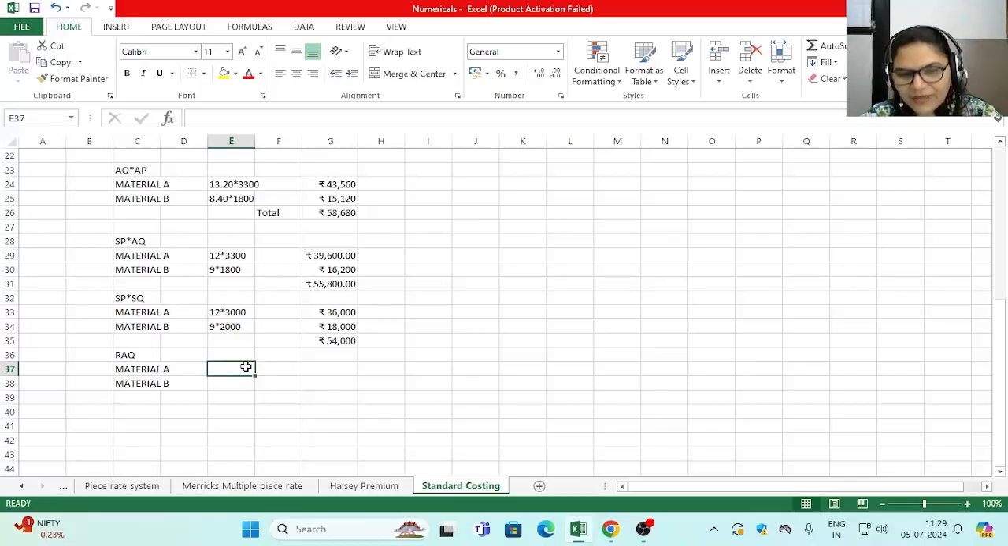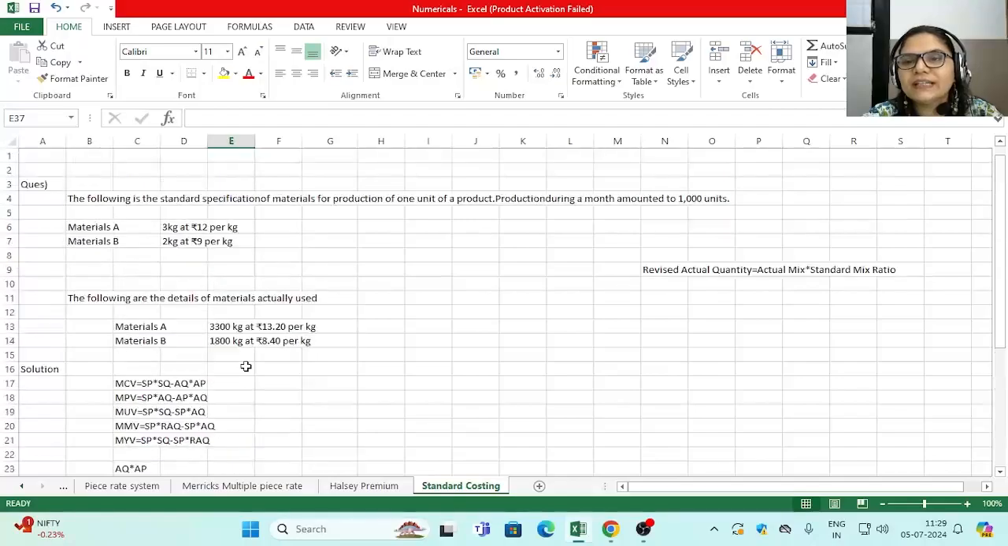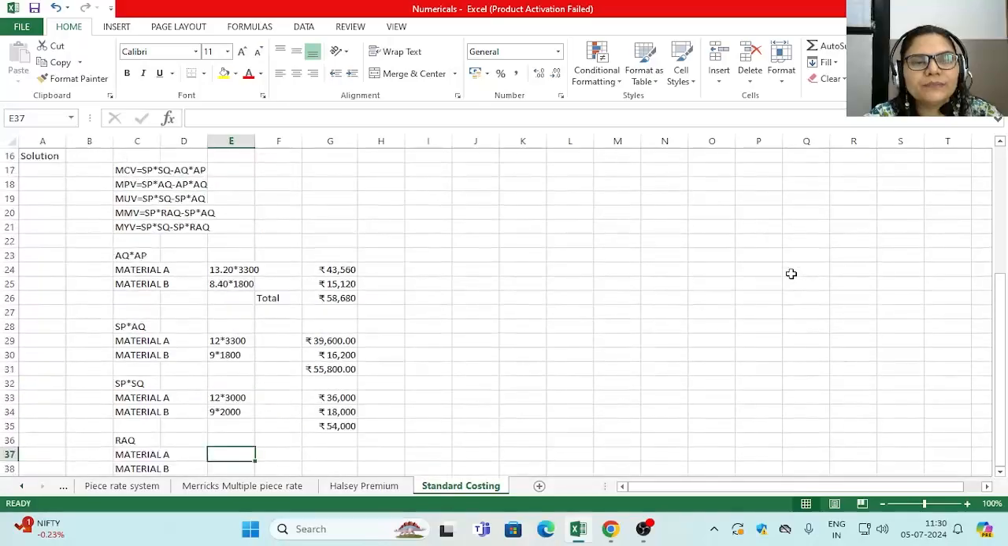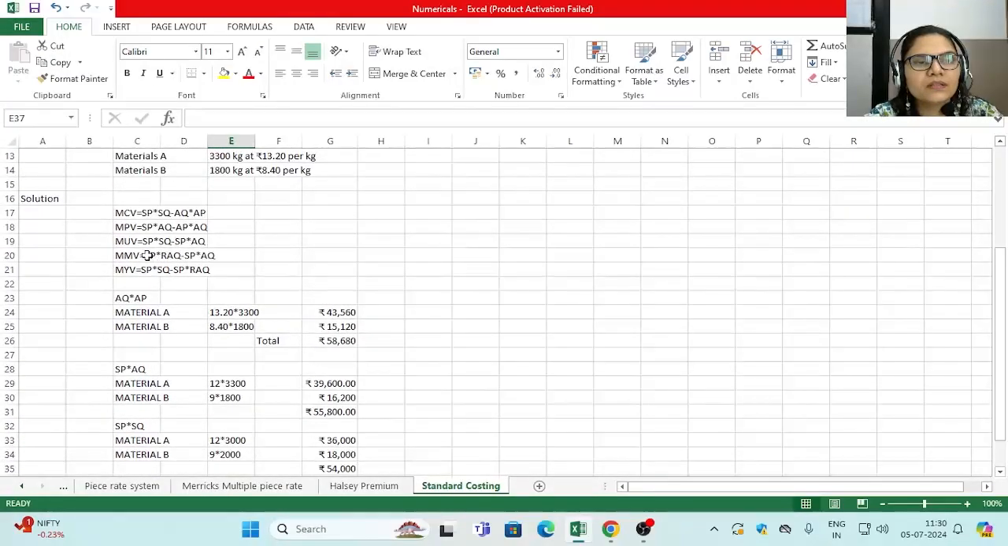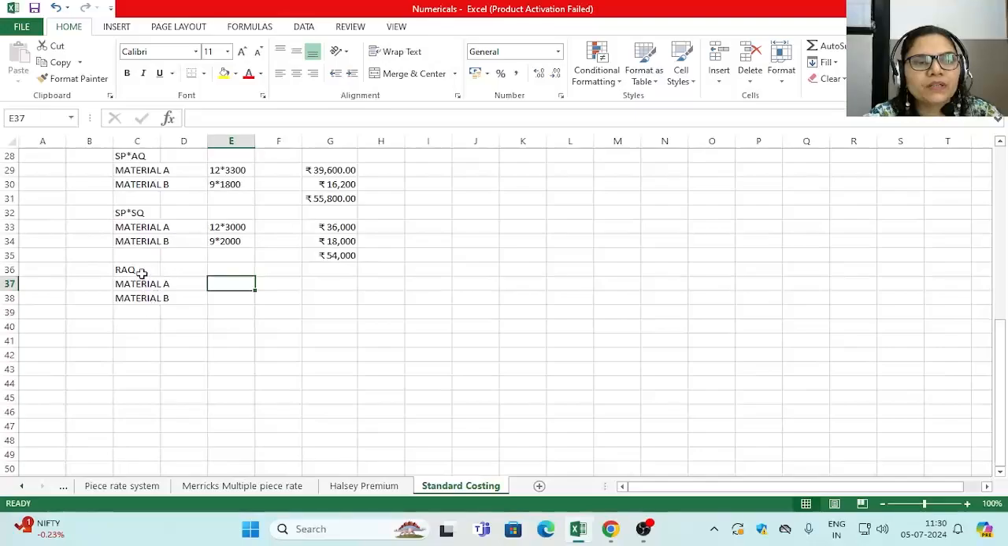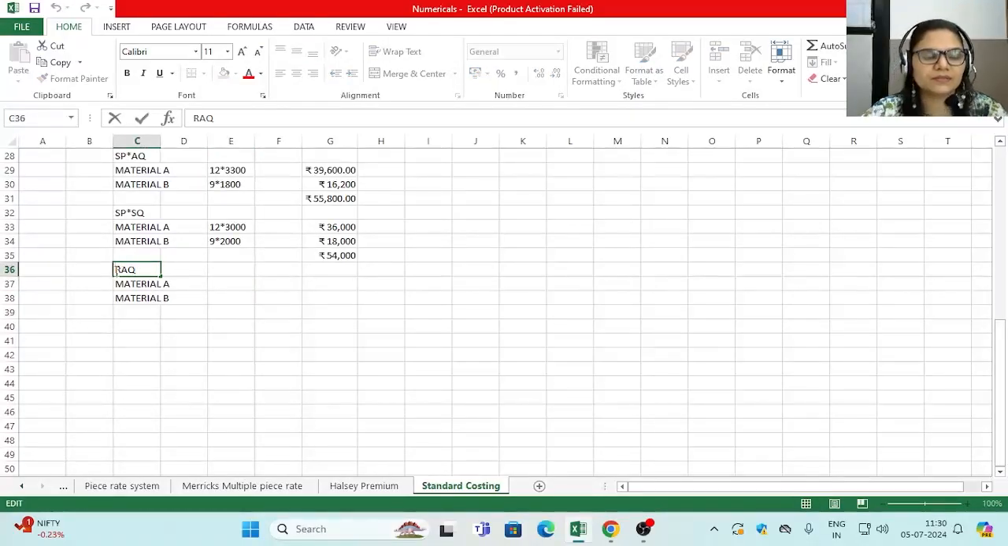For material A, revised actual quantity, the formula says revised actual quantity is equal to actual mix into standard mix ratio. And we have formula SP into RAQ, and we will multiply this particular value with standard price so that we don't face any problem further. We are calculating all the values over here beforehand, and we will directly put all these calculated values in a formula so that we don't face any problem further.